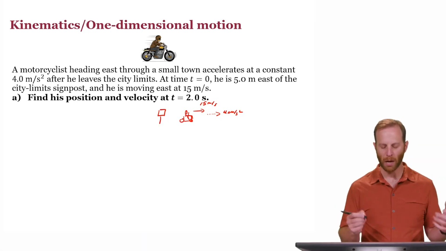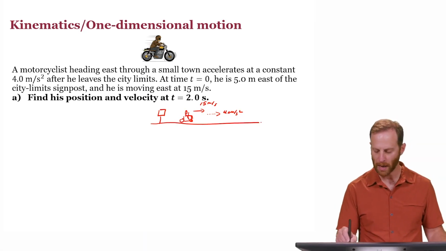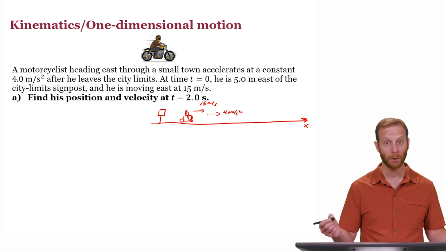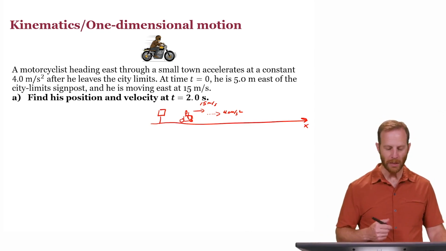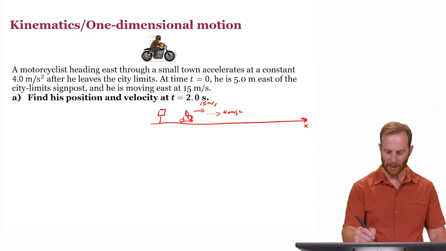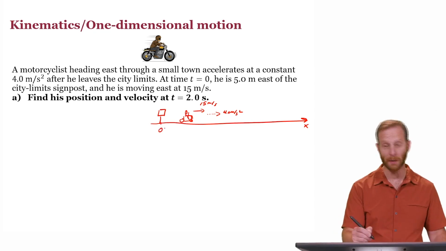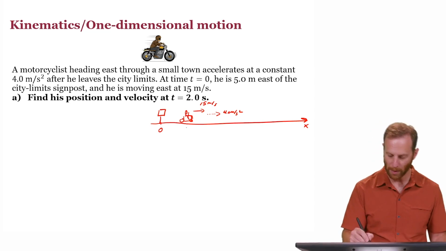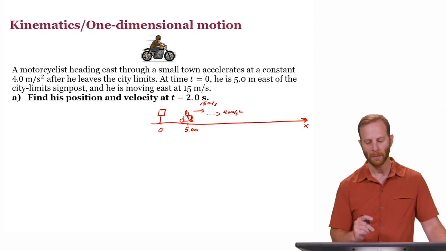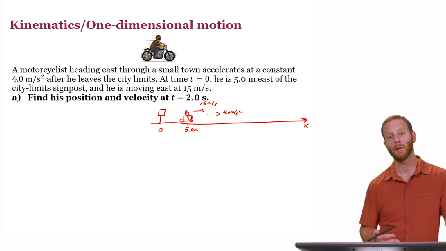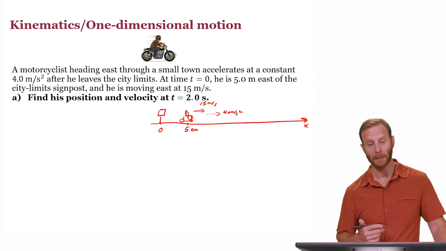We want to use some kind of coordinate system here, so let's set up an axis. That's the x direction, let's say. And 5 meters east of the city limit signpost, let's put that signpost at a coordinate of x equal to 0, because that's simple. That means that the motorcyclist is here at 5 meters. And we want to figure out things like what's the position and velocity at some later time.